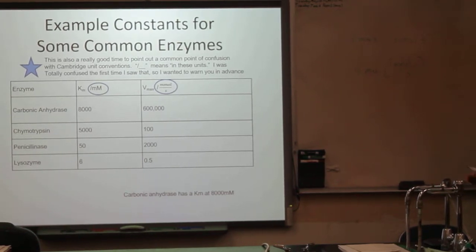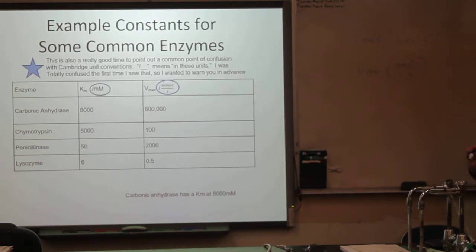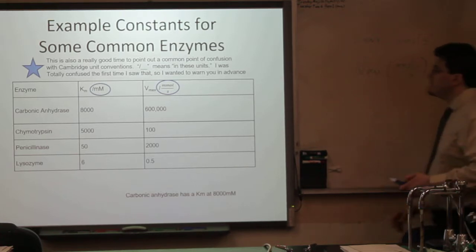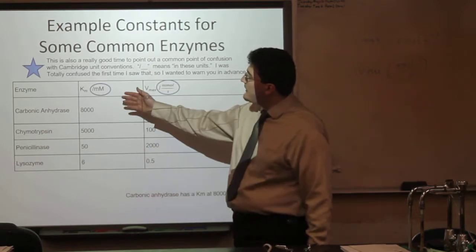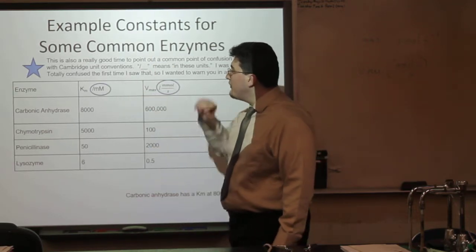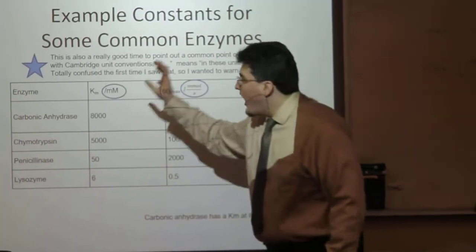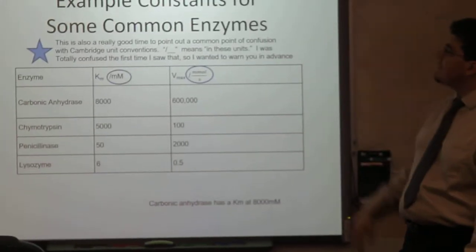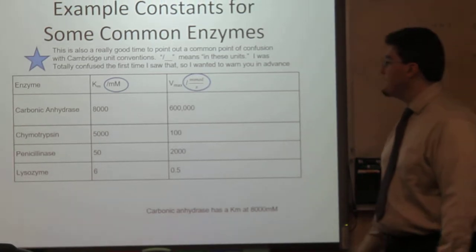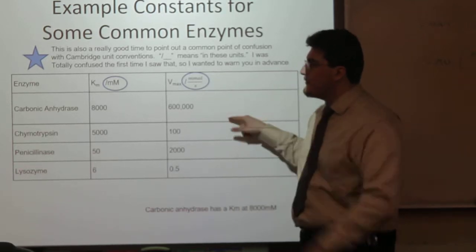All right? If they already gave you in the exam a table with units, use that unit. All right? So here are just some samples of Michaelis-Menten constants in millimoles and Vmaxes in millimoles per second. So 8,000 millimoles carbonic anhydrase is the Km, 600,000 millimoles per second. This is not something you need to memorize, so we're just going to move forward.